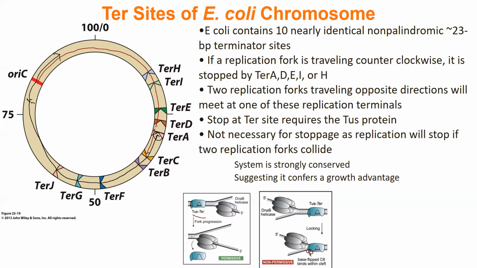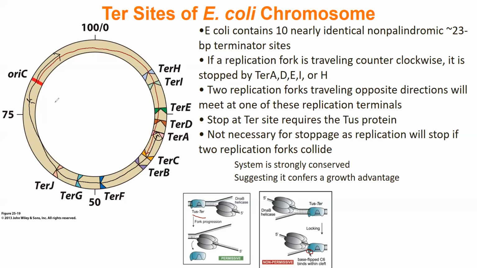But that actually doesn't matter. Because let's imagine you have no TER sites. You're going in each direction with replisome. Once they hit each other, they're naturally going to fall off and replication will stop. So it's kind of weird that these TER sites exist to stop our replisomes because there's already a system in place to stop the replisomes when they crash into each other.